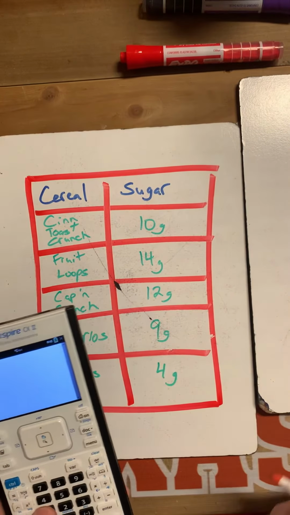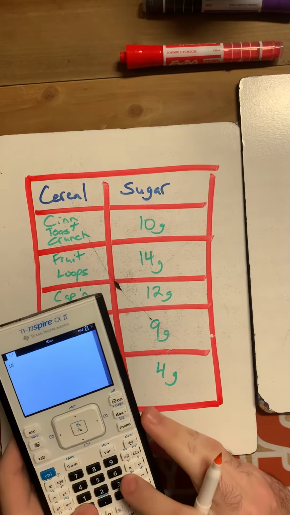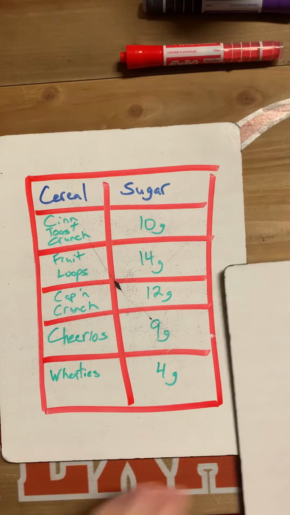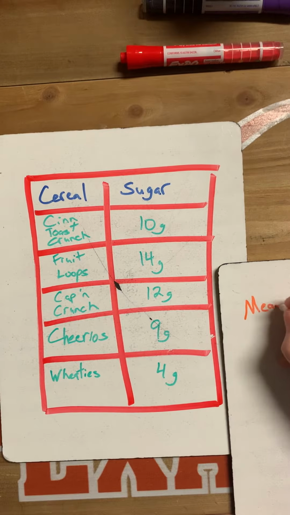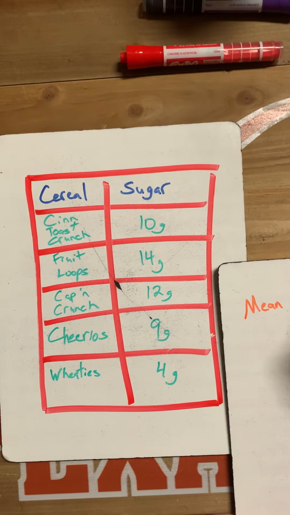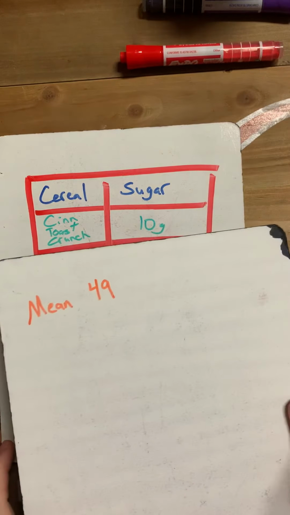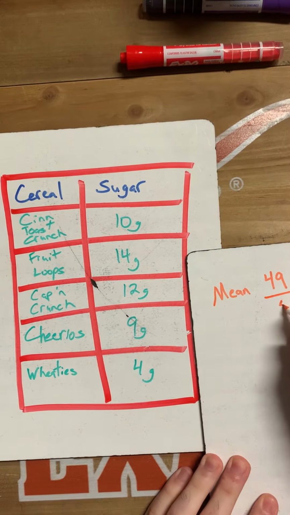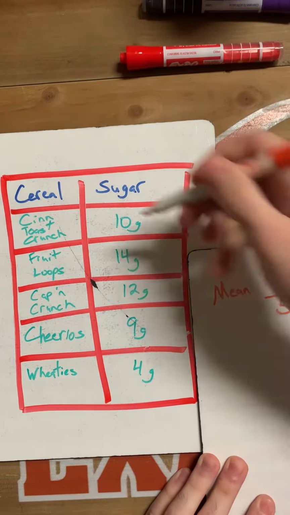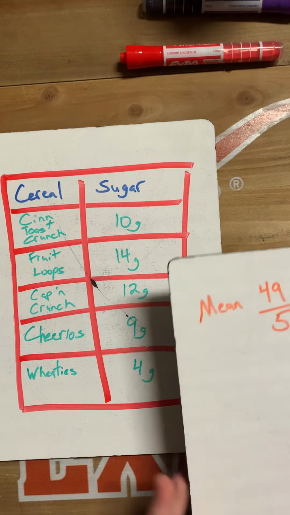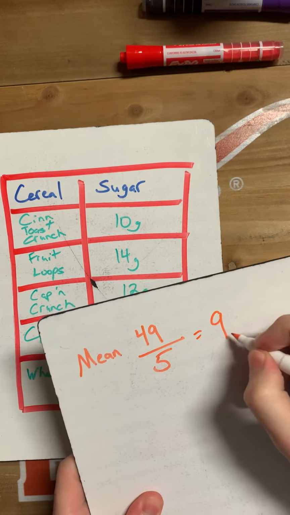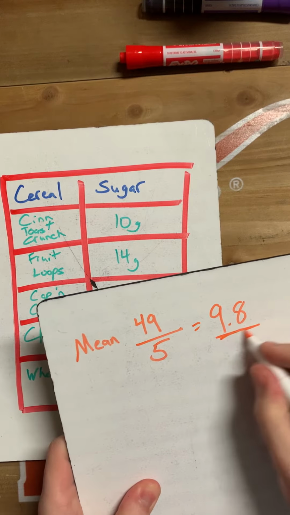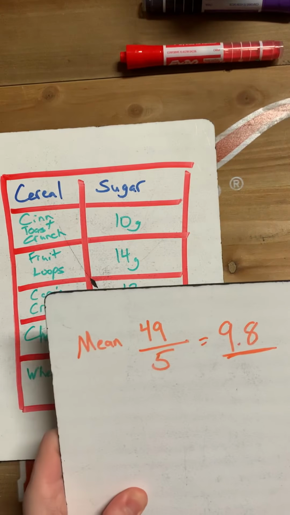For this, I would definitely recommend using your calculator. So 10 plus 14 plus 12 plus 9 plus 4, we get 49. So that is the total. I have to divide this by 5. Why 5? Because there were 5 cereals. So 49 divided by 5 is going to be 9.8. So this is my mean right here, 9.8. That's the first step. Add and then divide.